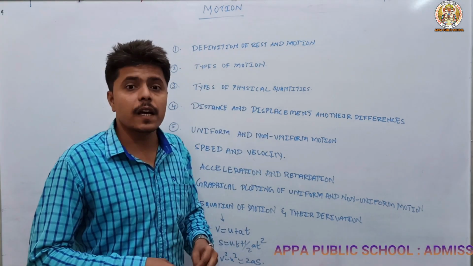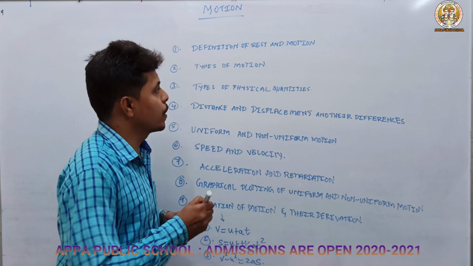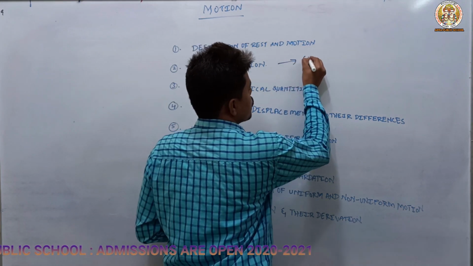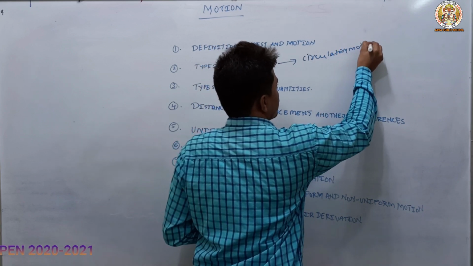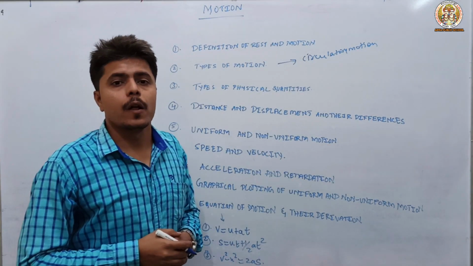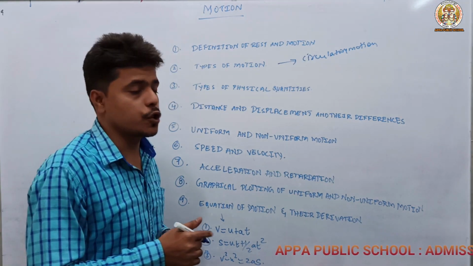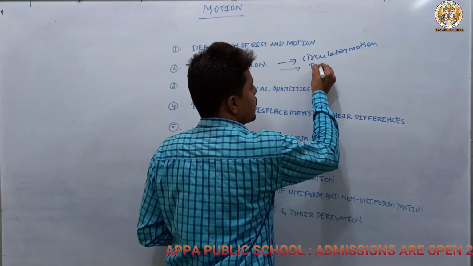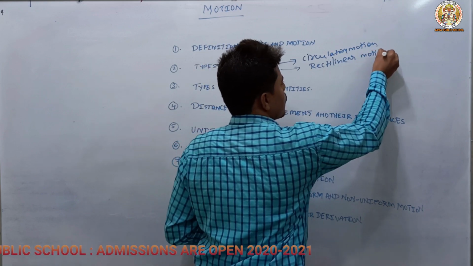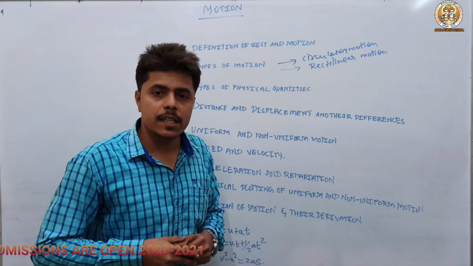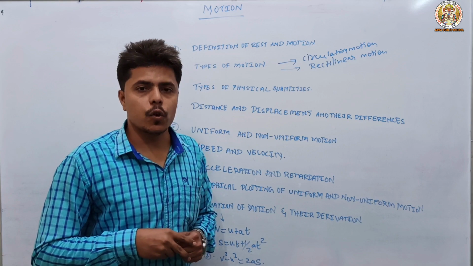Then types of motion. First, circulatory motion. Circulatory motion means the body is moving in a circular path. Any body moving in a circular path, we can say it is in circulatory motion. Second is rectilinear motion. Rectilinear motion means the body is moving in a straight line path. A train moving on a track is in rectilinear motion.